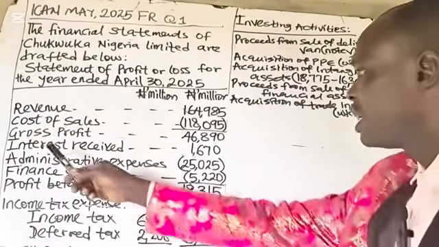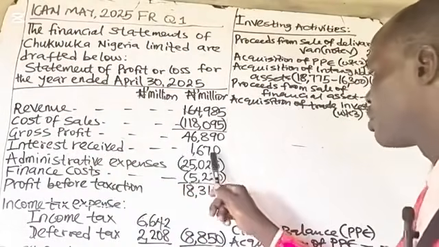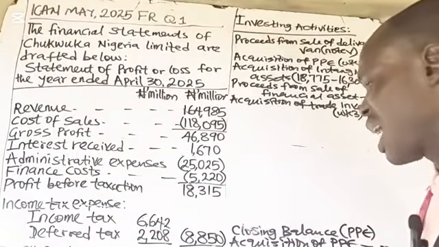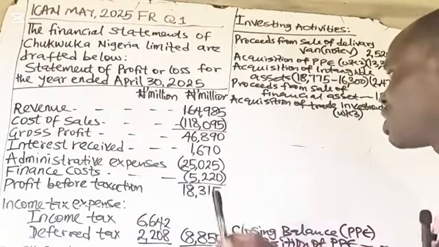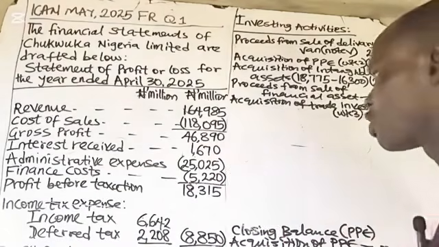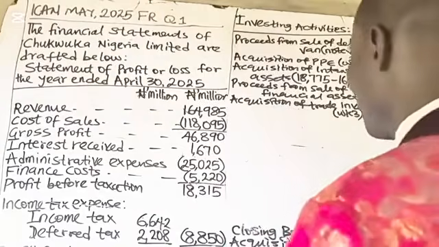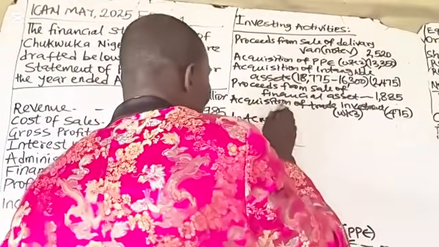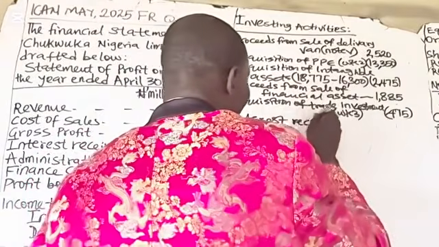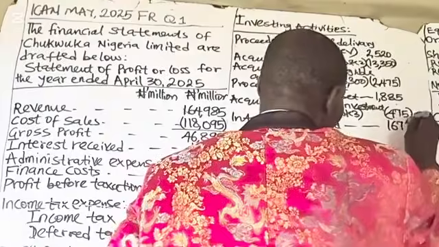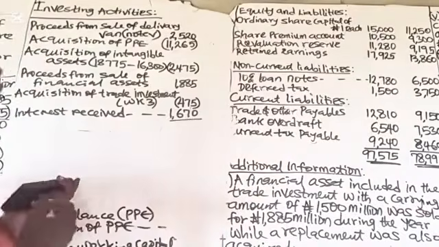We have interest received, 1,670. There is no interest receivable on the current asset. That is to show that the entire interest has equally been received. So the interest received should be shown as investing activities. So interest received of 1,670.